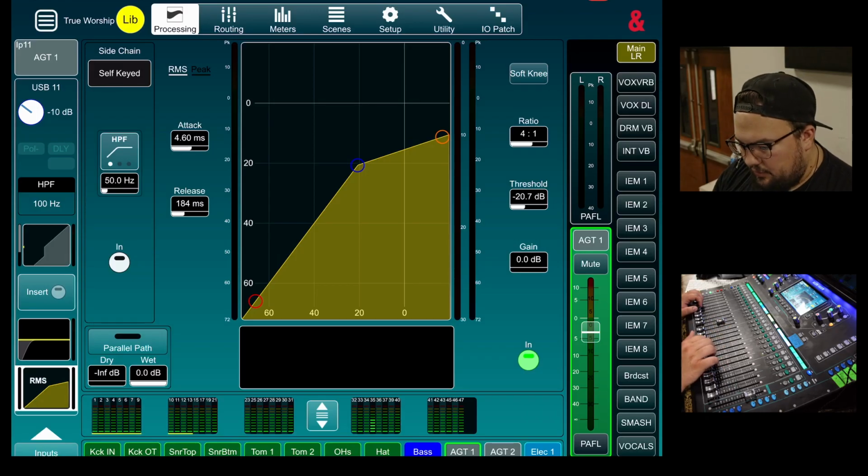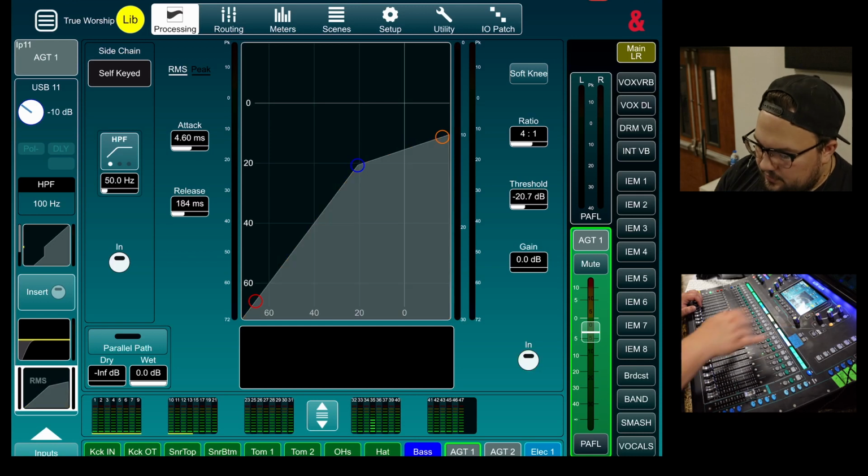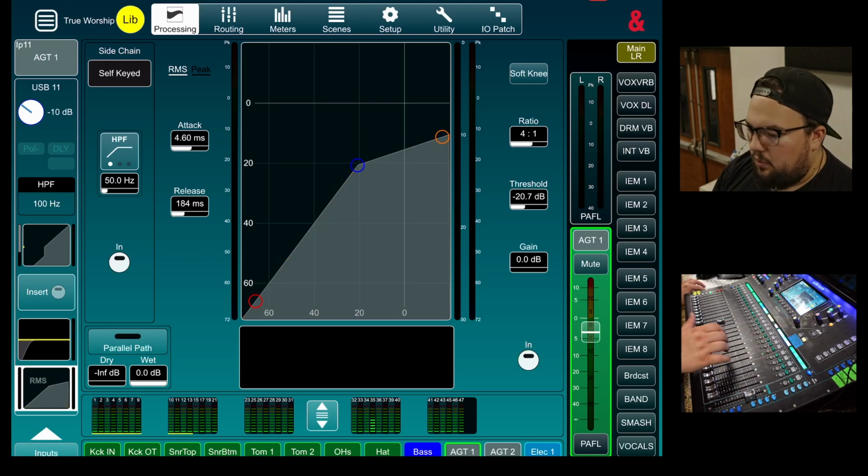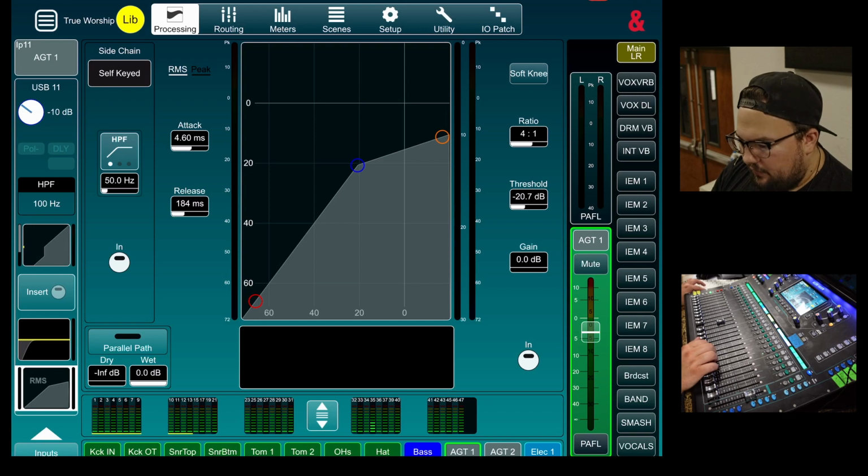Let's take a listen to this compressor in action on this acoustic guitar. We'll listen to it before, without any compression on, and then we'll engage the compressor and hear what the difference is.